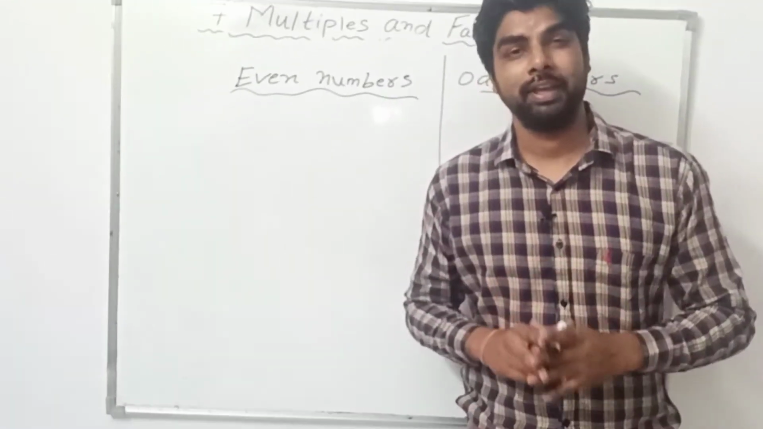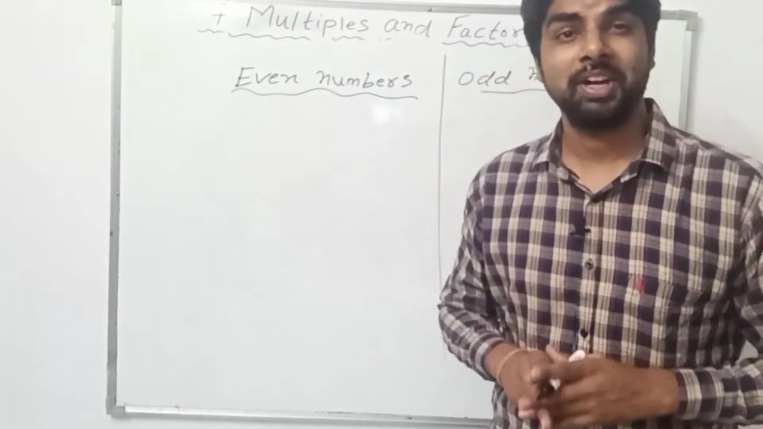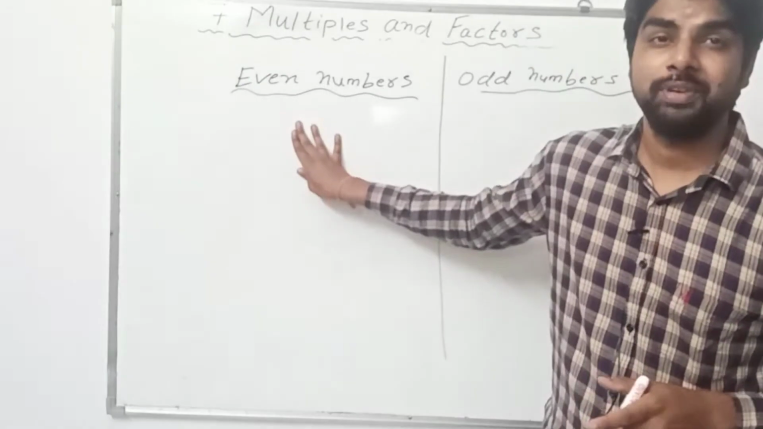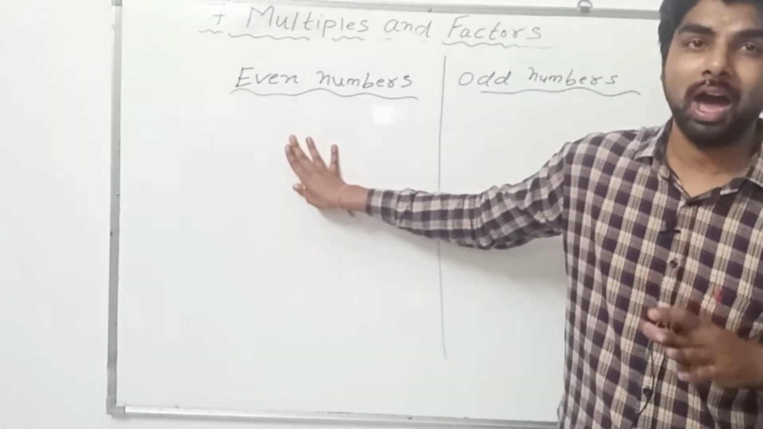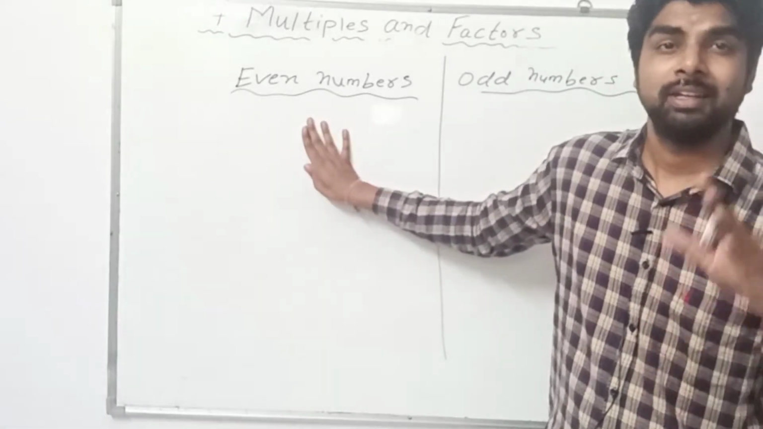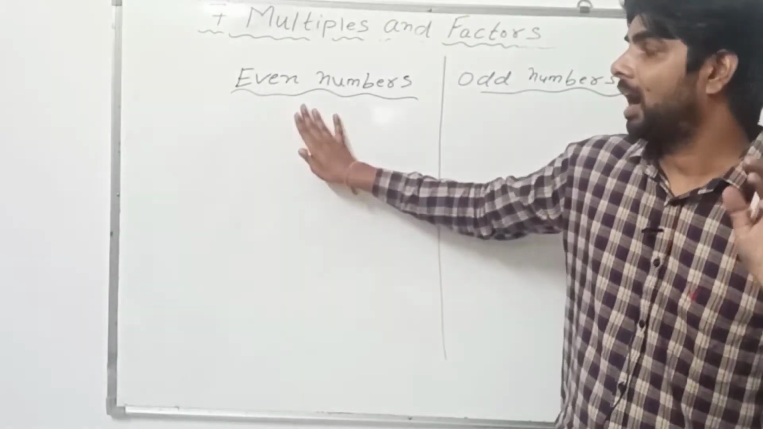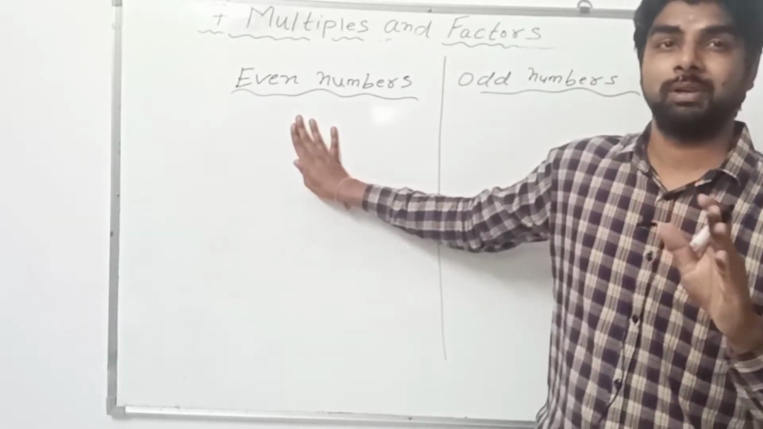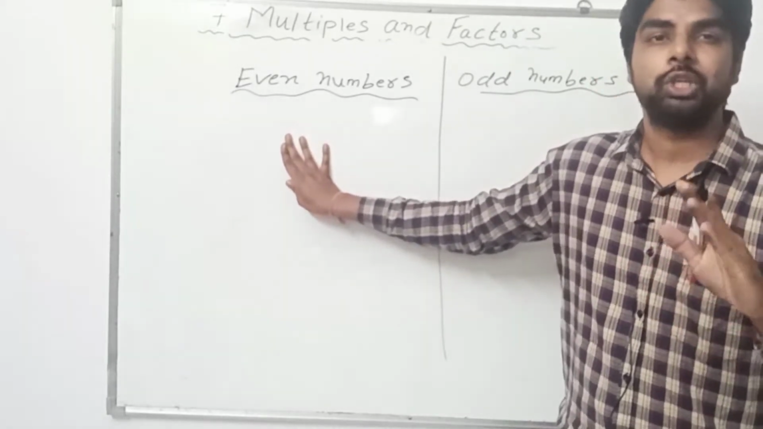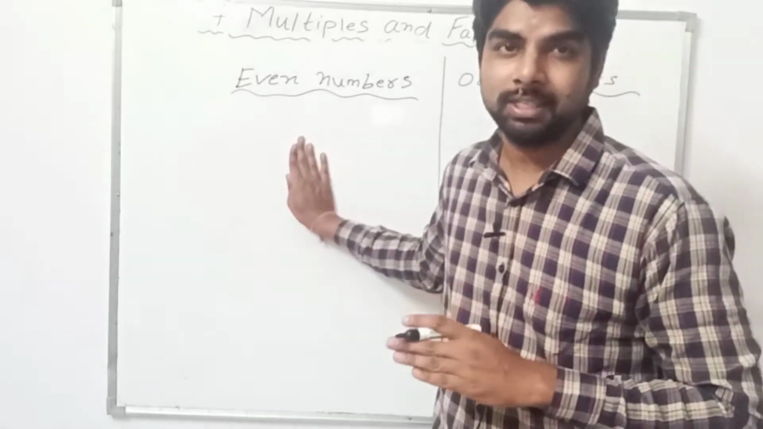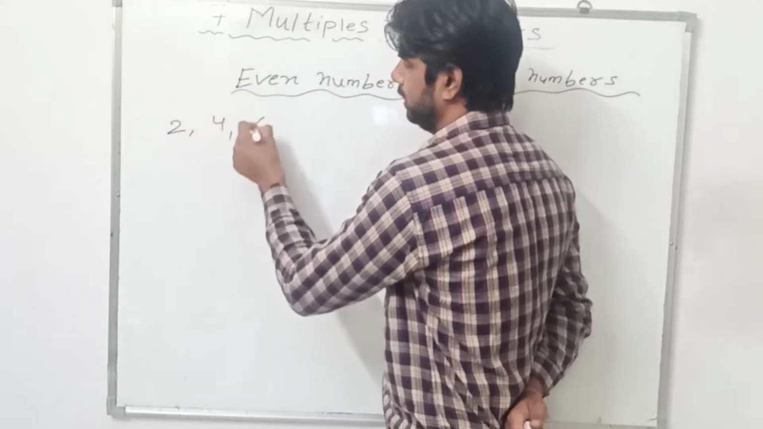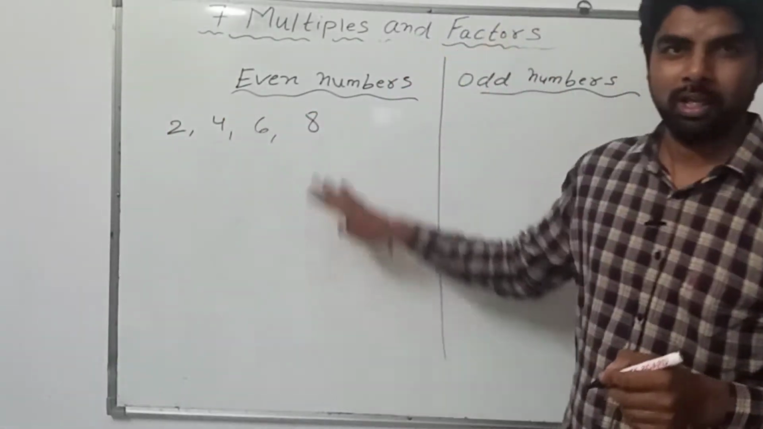Now we will learn what are even numbers and what are odd numbers. We have already learned the numbers which are divisible by 2 are called even numbers. Or we can say, what is the meaning of divisibility? A number which is exactly divisible by 2. Means if we divide any number by 2 and if we get 0 as our remainder, that means that number is even. Suppose I am writing here 2, 4, 6, 8. They are all even numbers.